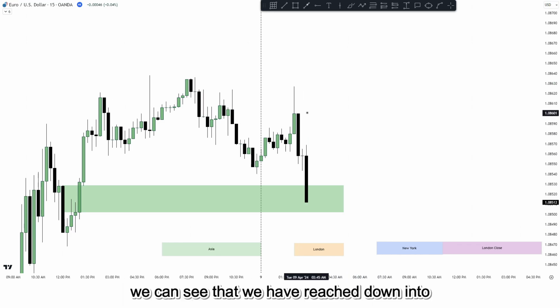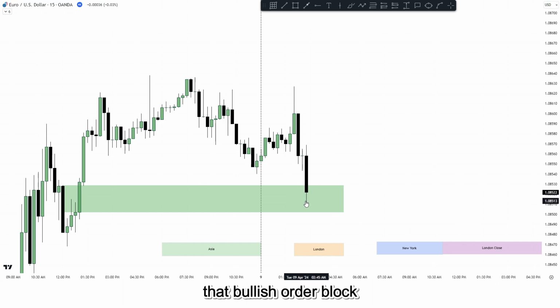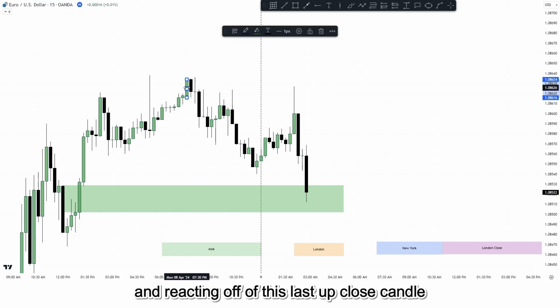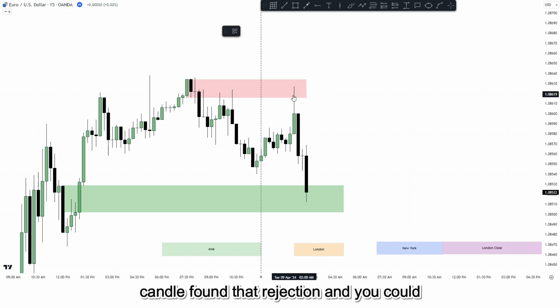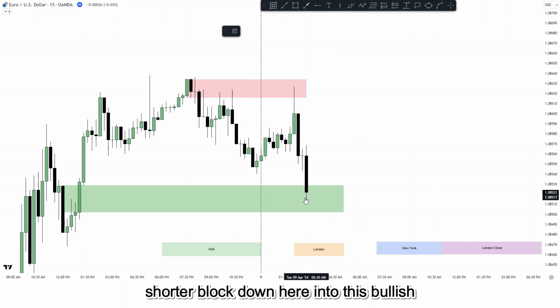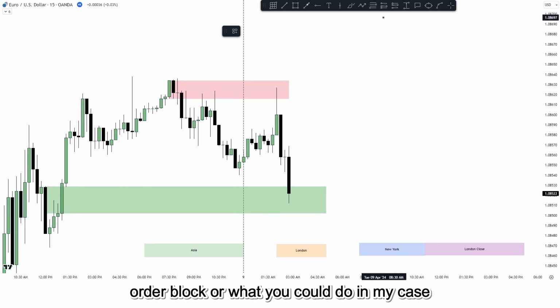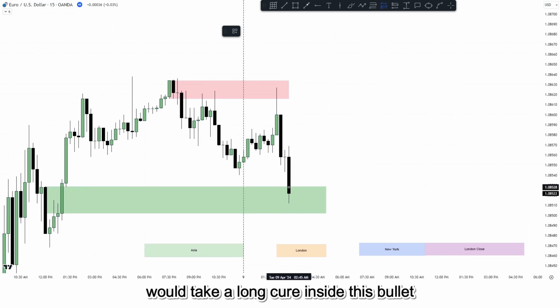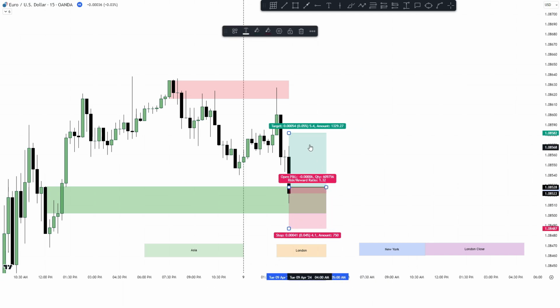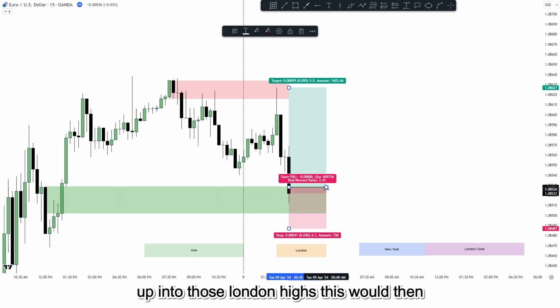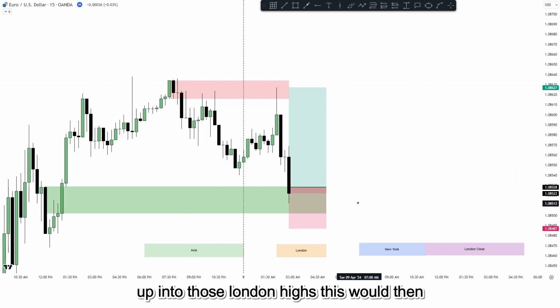We can see that we have reached down into that bullish order block after coming higher and reacting off of this last up close candle. So we came up into this last up close candle, found that rejection, and you could have taken a scalp short from this bearish order block down here into this bullish order block. Or what you could do, in my case, would take a long here inside this bullish order block, stop loss below the lows, targeting back up here up into those London highs. This would then be my trade idea for the London session.